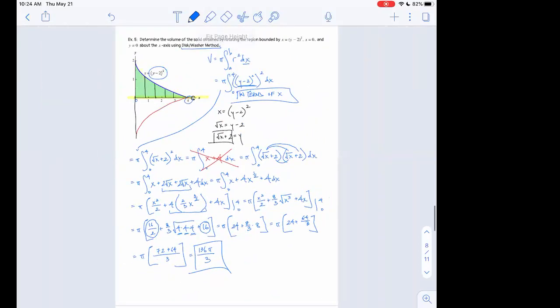When we set it up in terms of x, we did y minus 2 squared, which is like a right-facing parabola. But x squared plus 2 is the top half of the parabola, not the bottom half. Okay, that's a great point. So we only need the top half because we're, oh, are you saying that this is the bottom half?